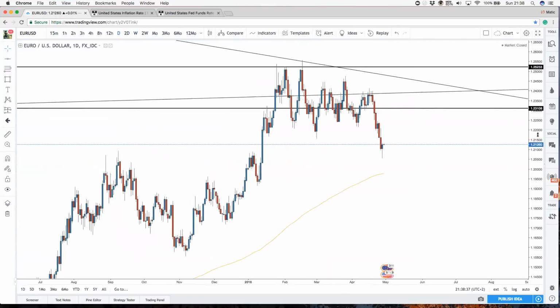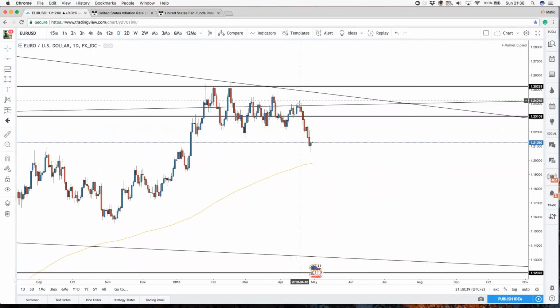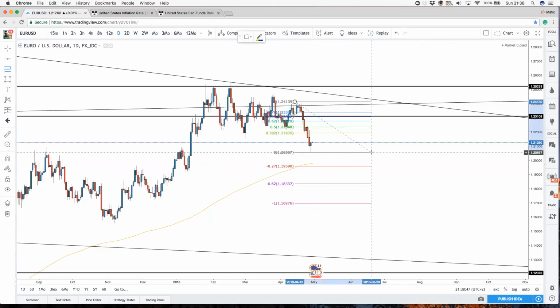So here we have a nice leg down. If we measure it, we can see that we have a nice confluence with our key reaction level with the 70.5% Fibonacci retracement. This is my OTE. I know that's not a default setting. That's what I use. That's what I learned from ICT. And it's very, very sustainable in trading pullbacks.